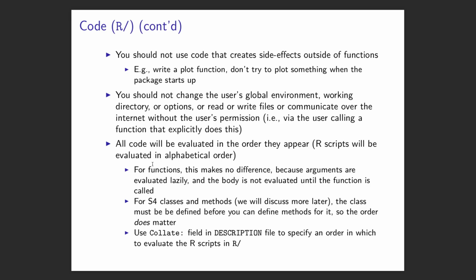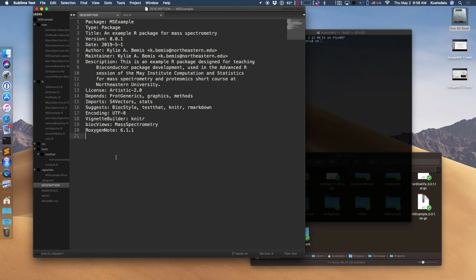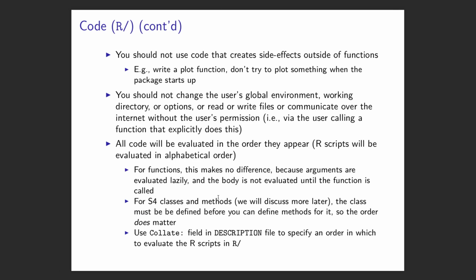You can control that either by just changing the names of your files so that alphabetical order gets everything correctly, or you can explicitly use a collate field in your description file. In your description file, you would add a collate field, and this would list all of the R files that you have in your R directory in the exact order that you want them to be evaluated. And that's all or nothing. If you do that, you have to list all of your R scripts in the order that you want. You can't just list the ones you want first or the ones you want last. But that does let you explicitly control the order that these are evaluated.